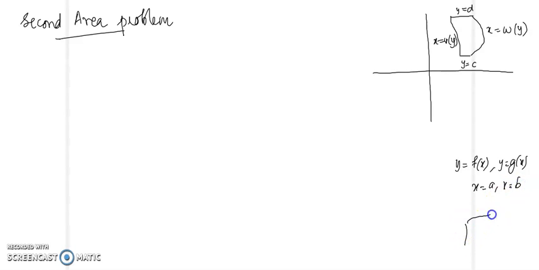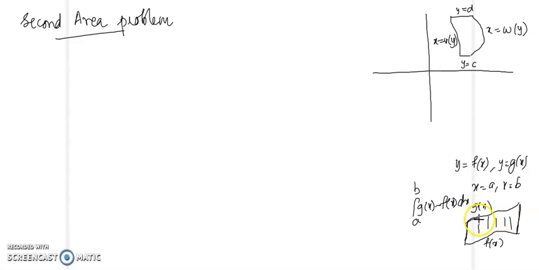So you have some region of this form. This is the curve y equal to f of x, and this is g of x, then this is x equal to a and x equal to b. We were finding the area, so that is given by integral a to b. If this is the curve g of x and this is f of x, you will have g of x minus f of x dx.